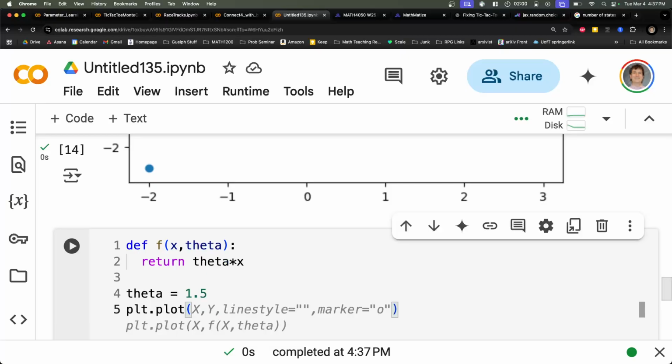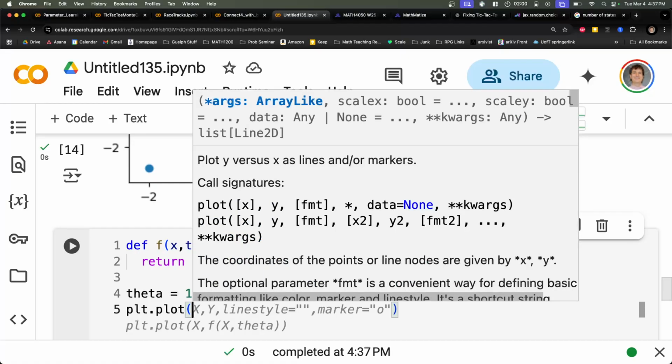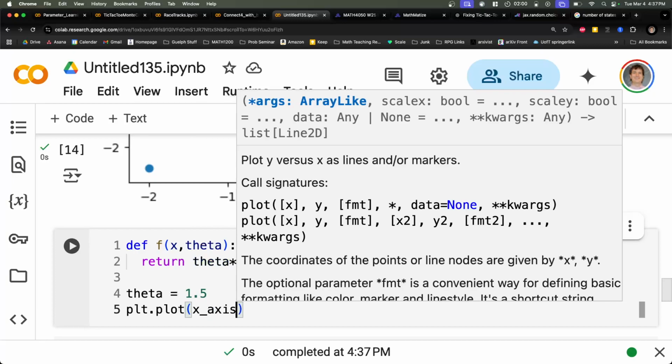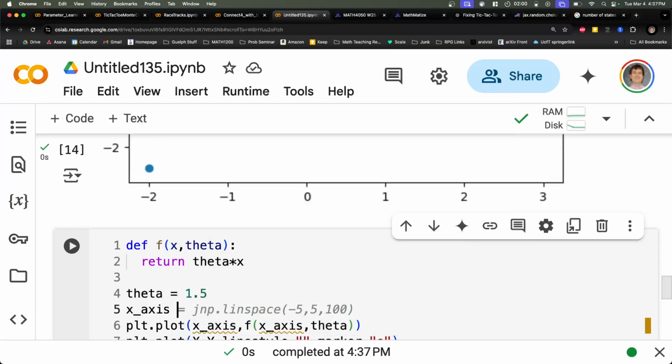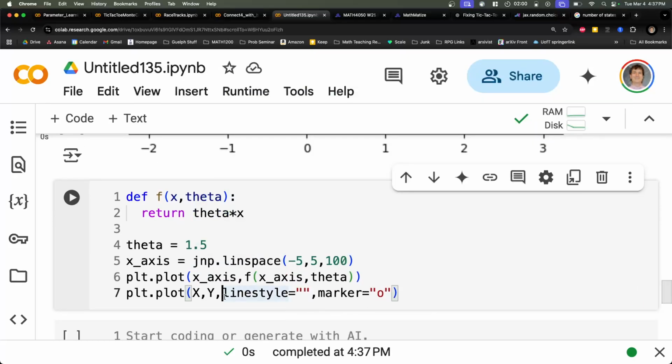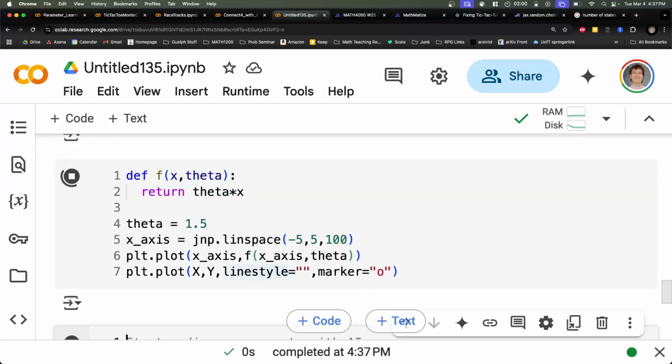So we can plot, plt.plot. I have to tell it the x values and the y values for this to work. So the computer is suggesting x comma f of x theta. That would tell me the points at exactly the x values that we had. I want all the x values. So why don't I make an x-axis, and I'll do f of x-axis comma theta, and I have to tell the computer what the x-axis is. So the x-axis will be all the points, say, between minus 5 and 5, 100 of them. So very nice little thing. Let's see if this works.